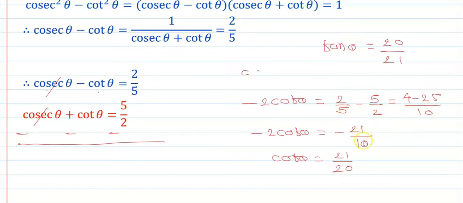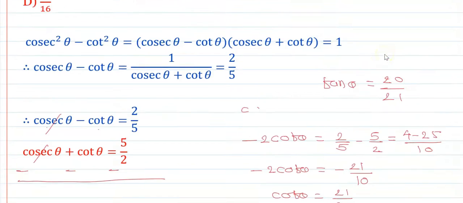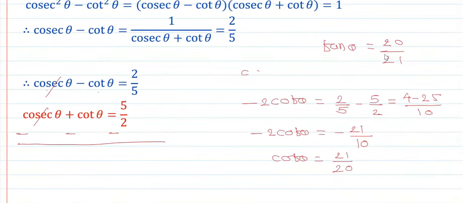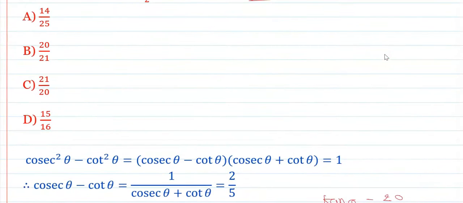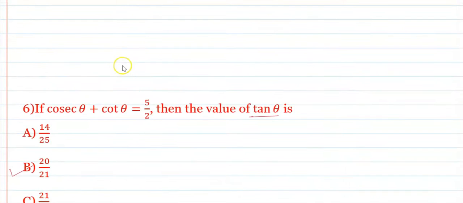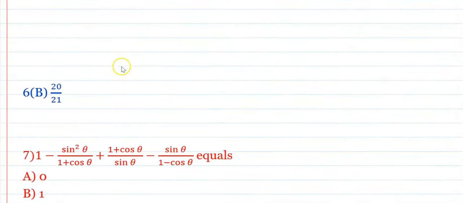You will get minus 21 upon 10. That is, minus 2 cot theta is equal to minus 21 upon 10, and hence cot theta is equal to 21 upon 20. Its reciprocal is tan theta, which is 20 upon 21. See this here, 20 upon 21, and hence option B is the correct one.